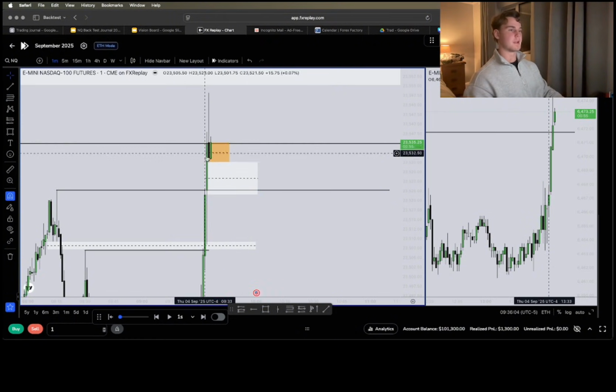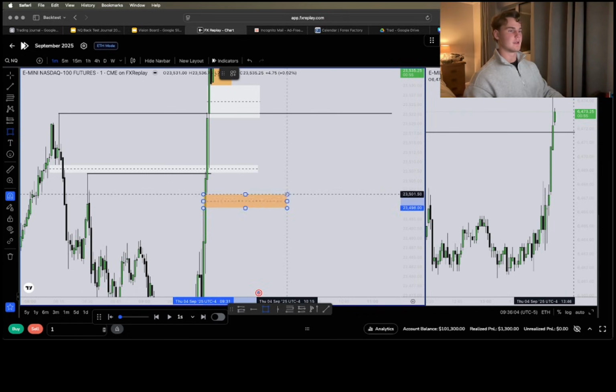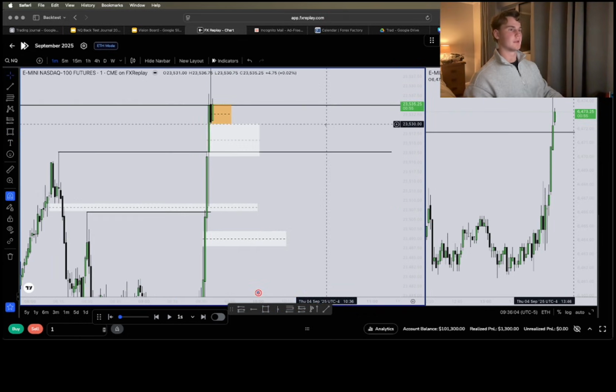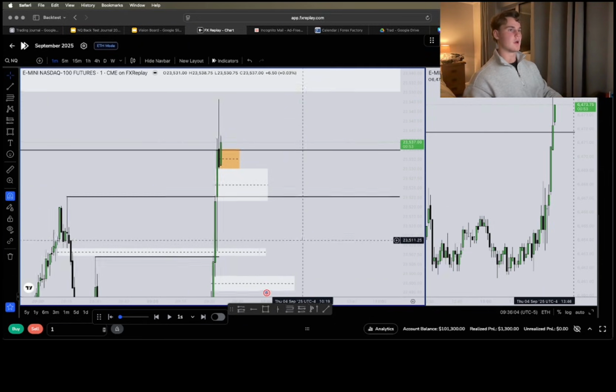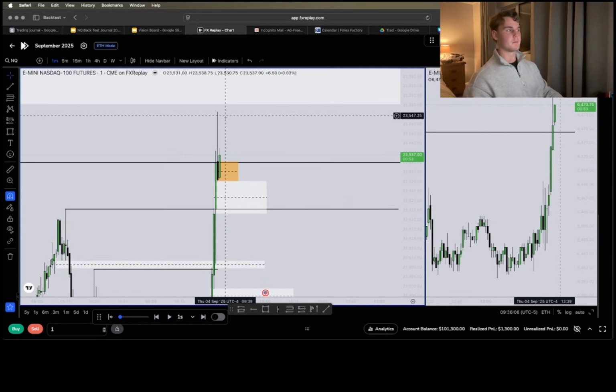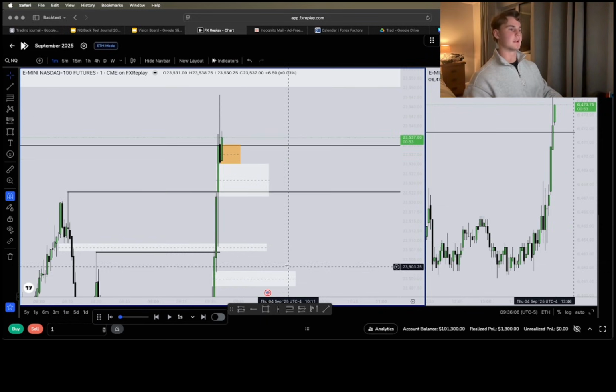Since we made the manipulation, I'd like to see a displacement through the BISI, a closure displacement, or a strong displacement lower to target either this high here or the next BISI in the leg. It's that simple. Manipulation, if we see a rebalance and displacement, could take that entry. Now, if we do see a closure above the wick that manipulated, we are clearly bullish. This is disrespecting the order block and the manipulation. So let's just see what we do.